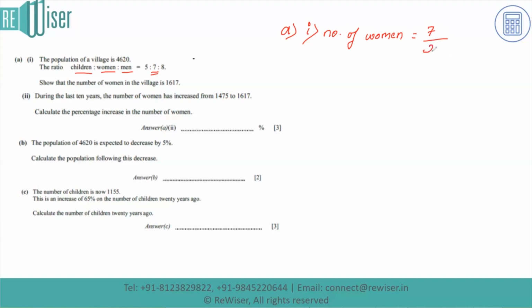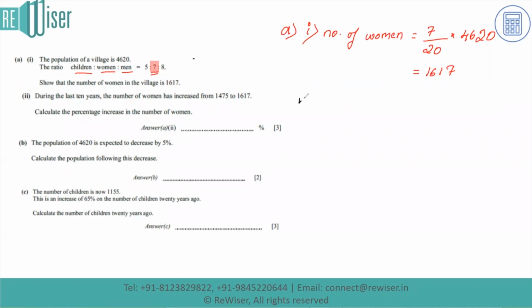So it has to be 7 over 20 multiplied by the total value, and the total value is nothing but 4620. Now, if I type this in the calculator, we will get the answer to be 1617. And this is the answer. Whenever we need to find the ratios, you have to take the ratio which is given for women divided by the total ratio. That would be the fraction of the population who will be women. And that's the right answer for part 1.